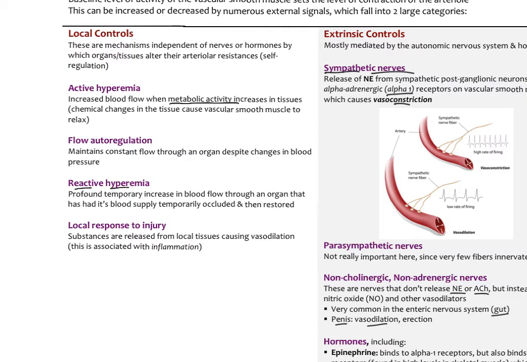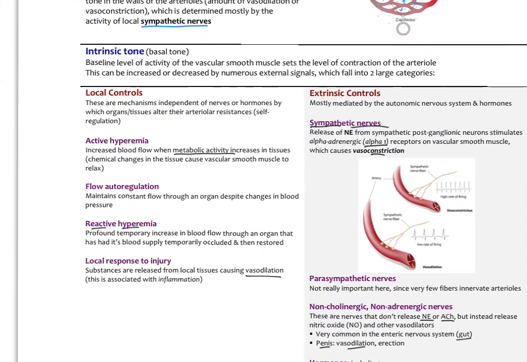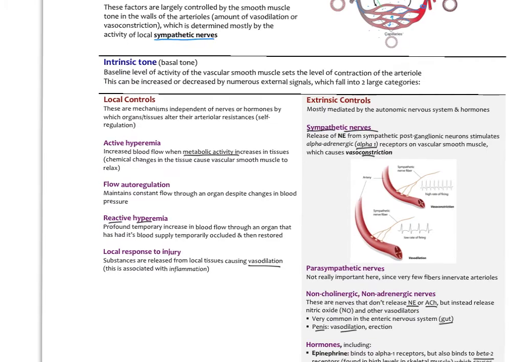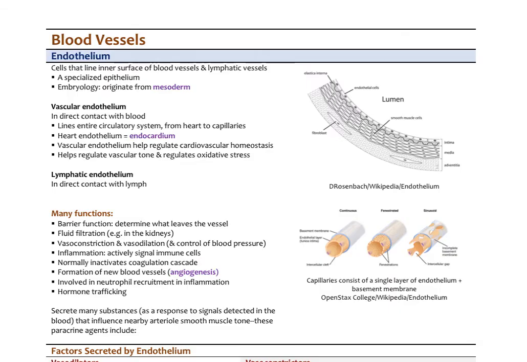And then any local response to injury, for example, inflammation, is going to typically cause vasodilation. So the very initial phase of inflammation, like after an injury, is vasoconstriction. And then within less than an hour or so, we're going to see actually the blood vessels dilate. And that's going to allow immune cells and nutrients to flood into those tissues to initiate the healing process. So those are some of the factors, local and extrinsic, on blood vessels to regulate the circulatory flow.